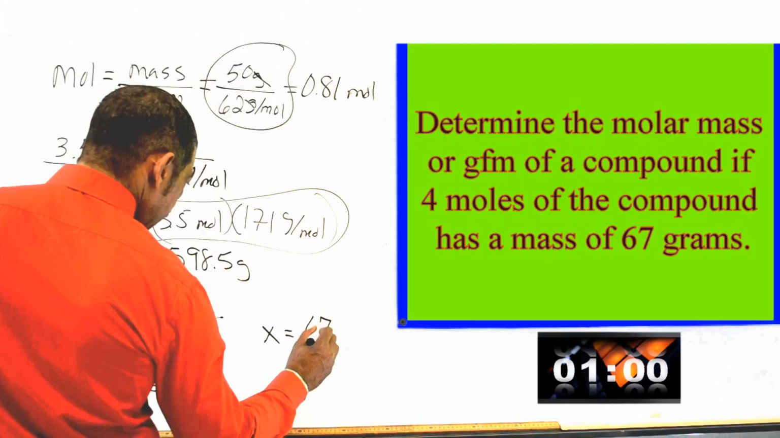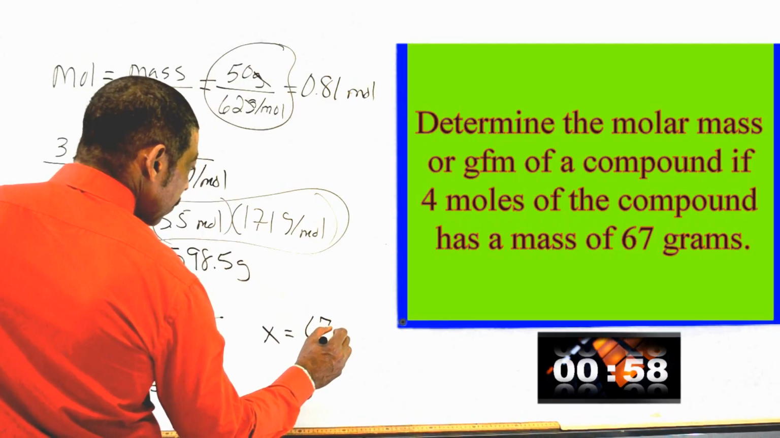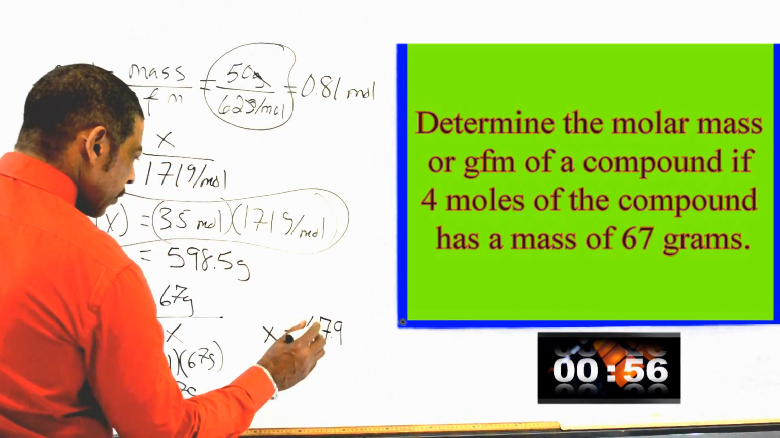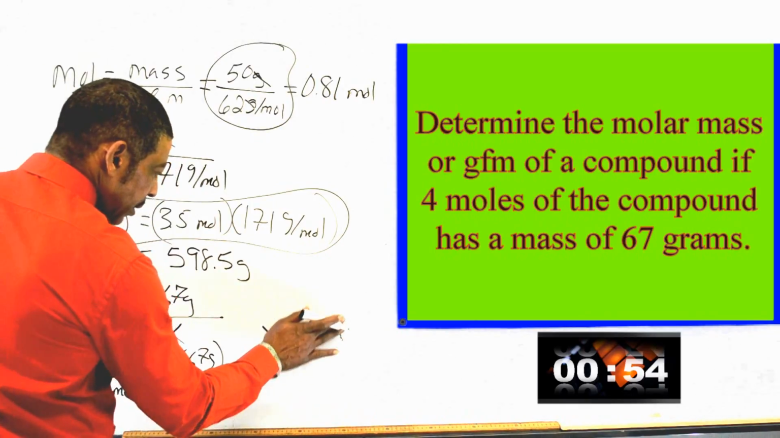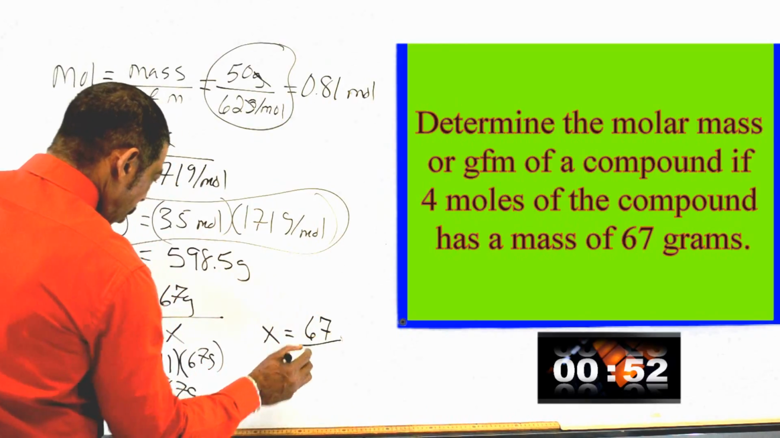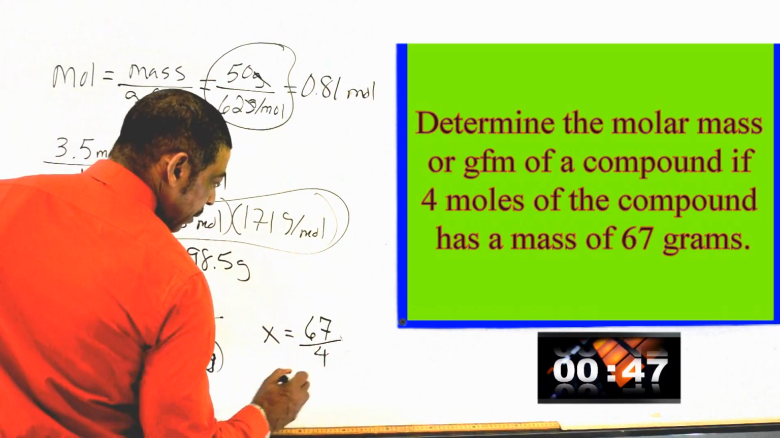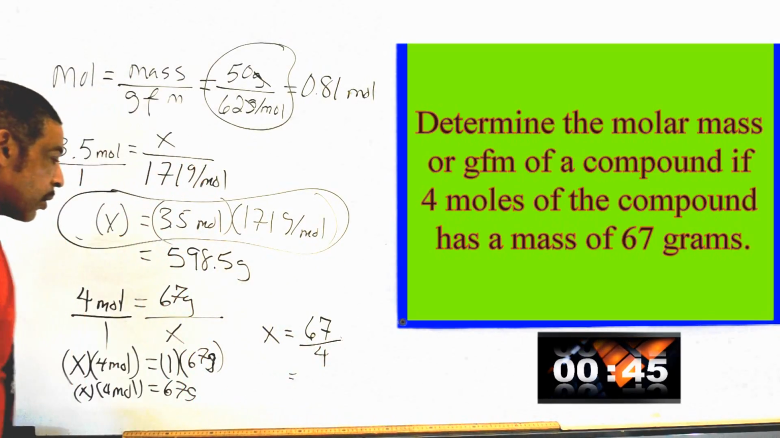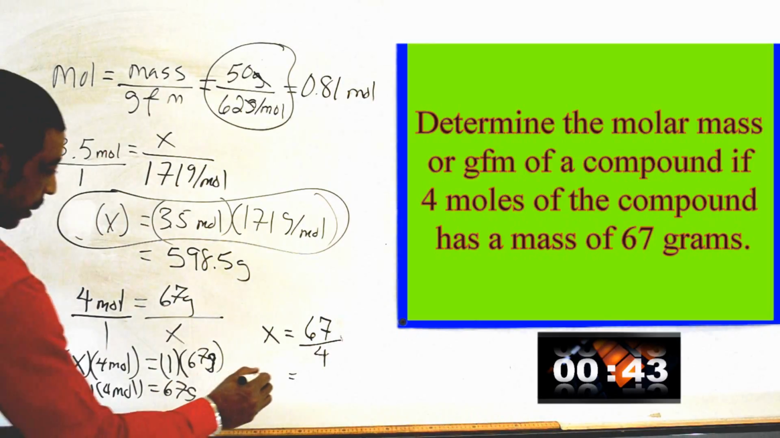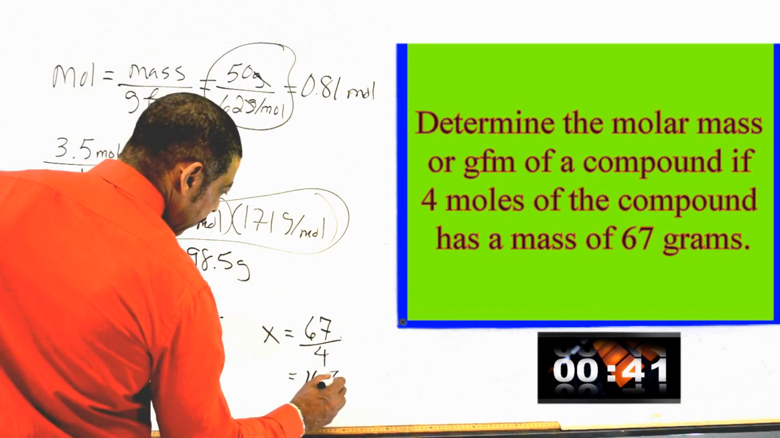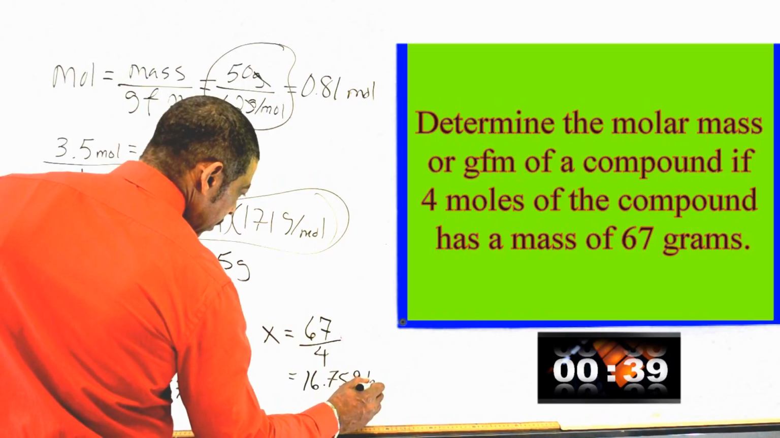67 G over 4, okay? And the molar mass will be 16.75 grams per mole.